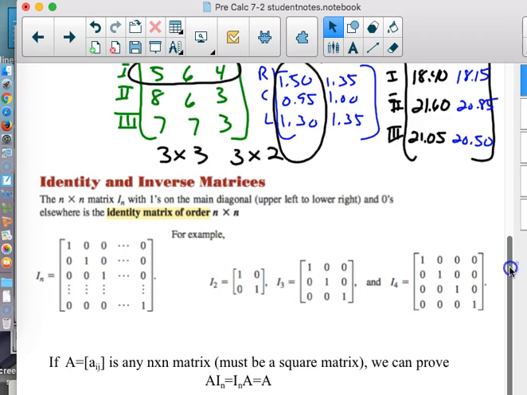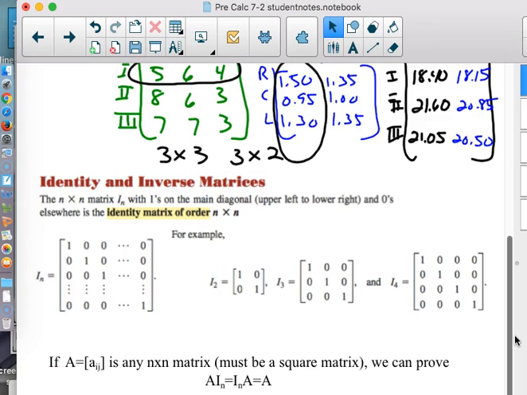So this one says identity matrices, inverses. Sounds a lot like all the properties that we have for numbers. So the n by n matrix, I sub n, with ones on the main diagonal. This is called the main diagonal right here, and this is the secondary diagonal. So ones all across that main diagonal and zeros everywhere else. That is the identity matrix of order n by n. So we use square matrices whenever we're talking about these.